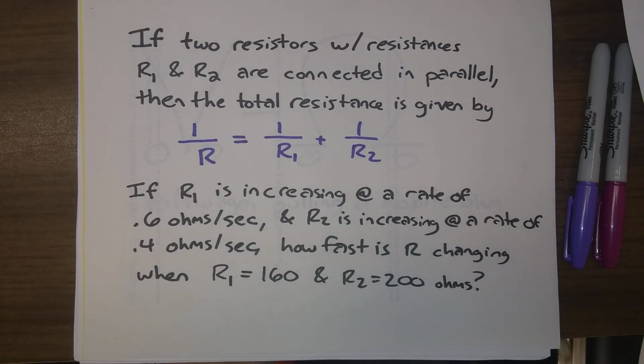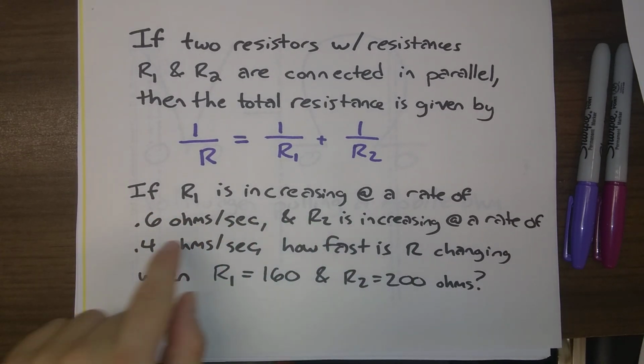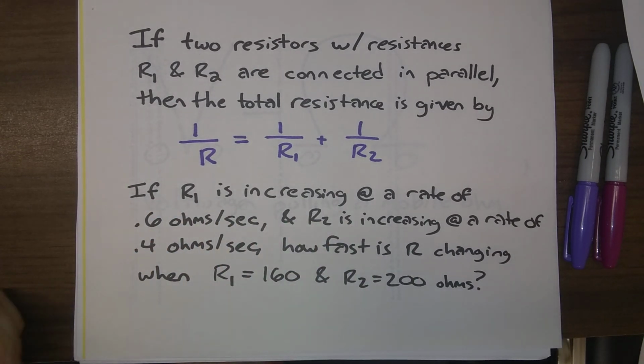So we are told that R1 is increasing at a rate of 0.6 ohms per second. Ohm, if you're unfamiliar with this, is the unit of resistance. R2 is increasing at a rate of 0.4 ohms per second. So how fast is the overall resistance changing when R1 is equal to 160 and R2 is equal to 200 ohms?